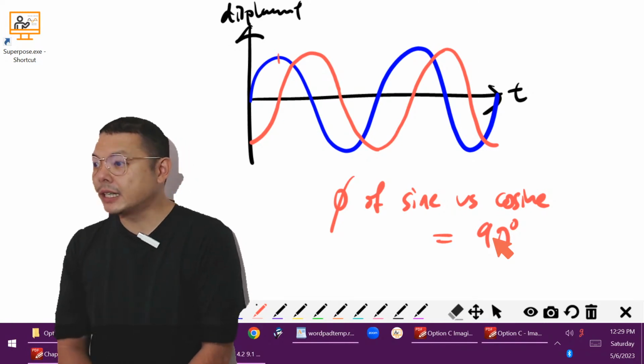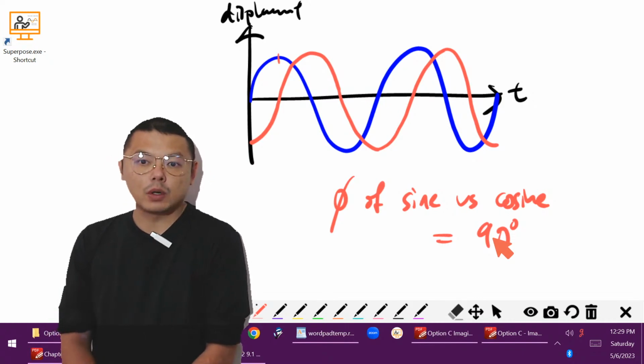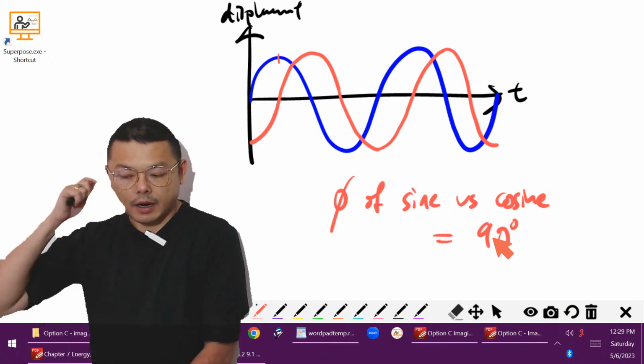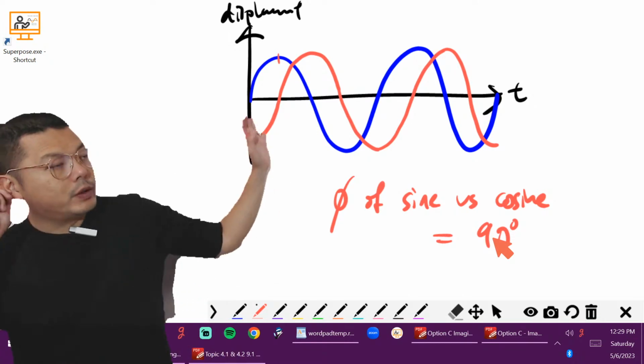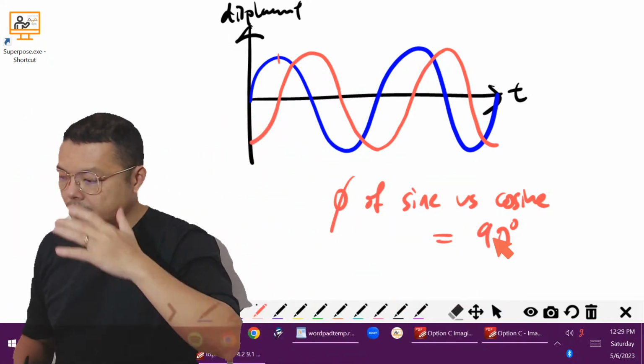Always 90 degrees. In terms of radians, pi over 2 radians, okay? 1/4 oscillation, 1/4 of a wave. All right? Now, this will come in later. So we'll come back again, but I'll just remind you again later on, right?